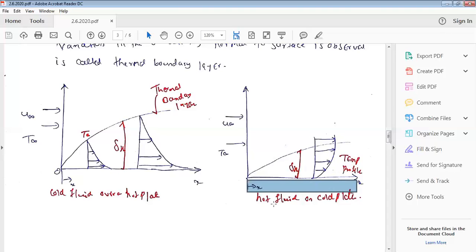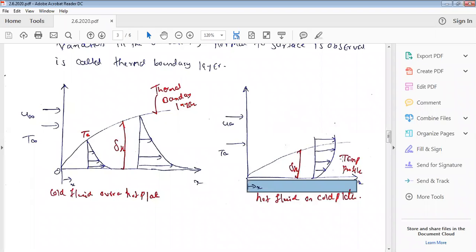The plate is a cold plate and the fluid is hot on a cold plate. These two are the same, but the only thing that is changed is the body. In the sense what? The hot body is changed. We have taken this one as a hot plate and hot fluid. The fluid may be water, it may be air, it may be a gas, whatever.